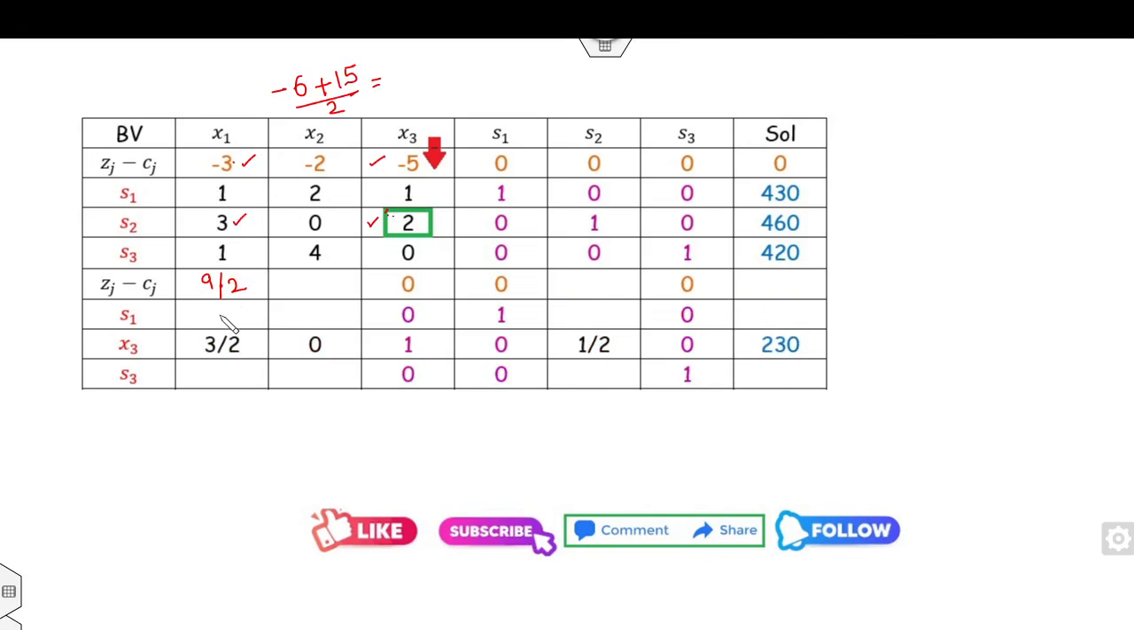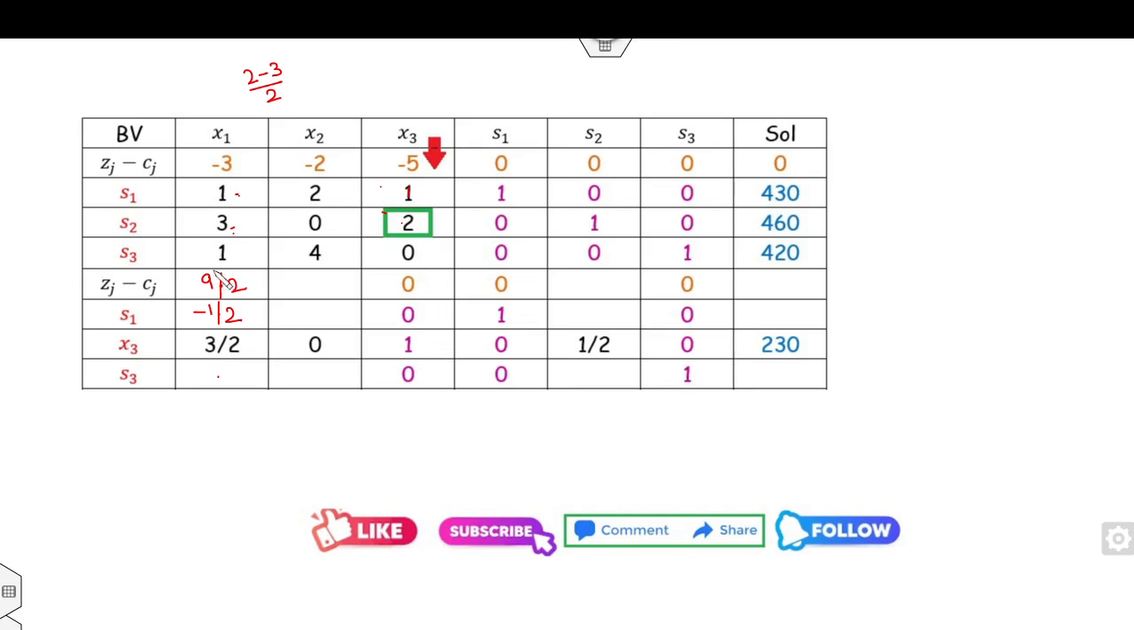Similarly, I can find this number. Previous value is my, you can see here, previous value is my 1, 2, then this one and this 3. So start from the box elements, say 2 minus 3 divided by the box elements. So this number is my minus half.